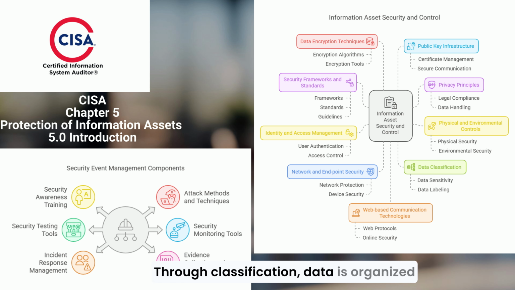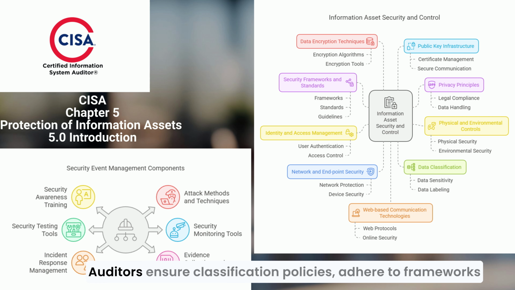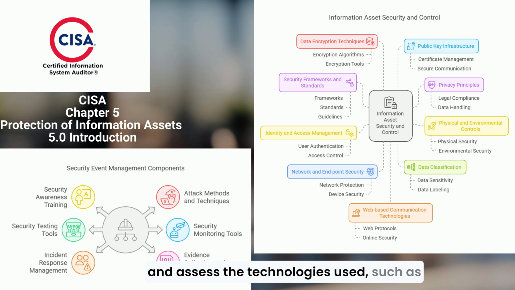Through classification, data is organized by sensitivity into categories such as public, confidential, or secret. This structured approach ensures that high-risk data receives maximum security, while less critical data isn't clogging up expensive resources. Auditors ensure classification policies adhere to frameworks and assess the technologies used, such as data loss prevention (DLP) tools that enforce them.